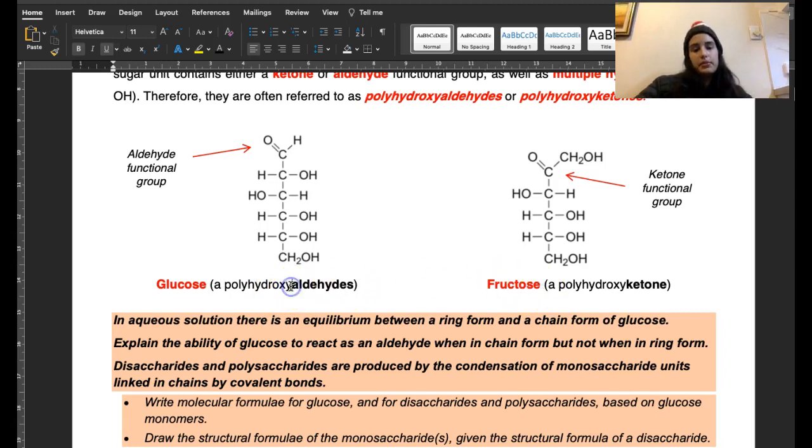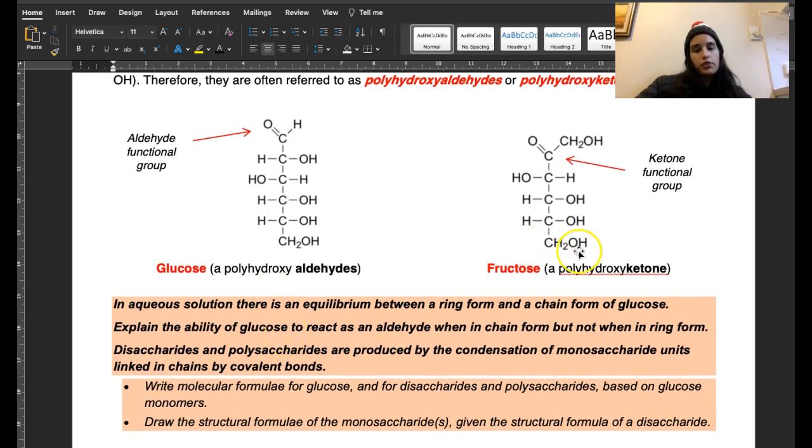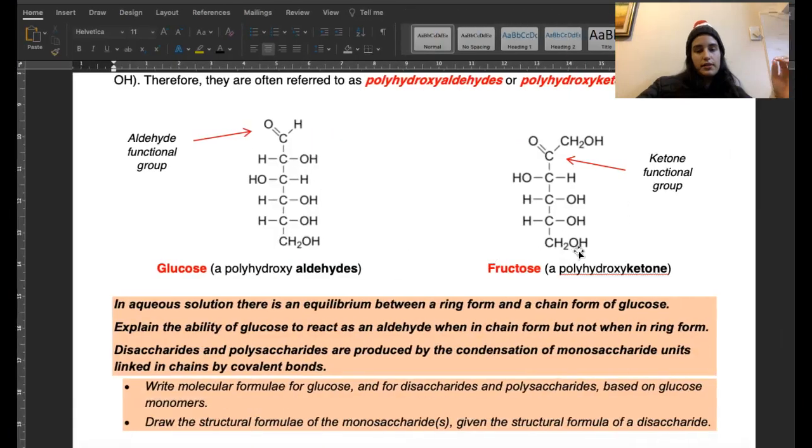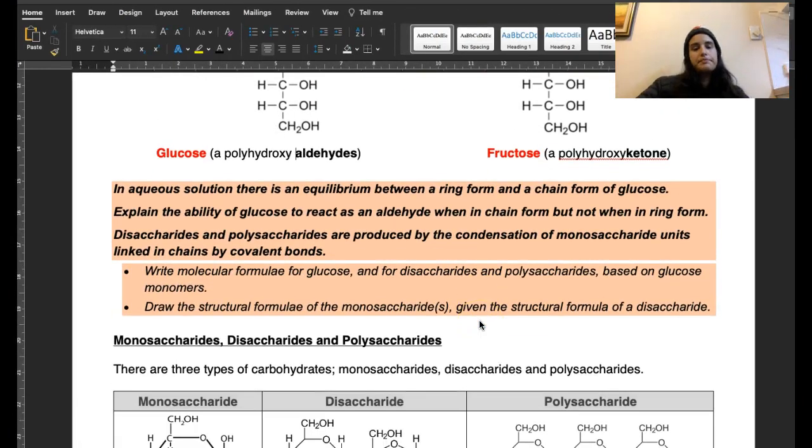You can put a space in between. Might make my thing go funny. And this is fructose, known to its friends as a polyhydroxyketone. Let me just check that it's recording. It is. Ooh. All right.